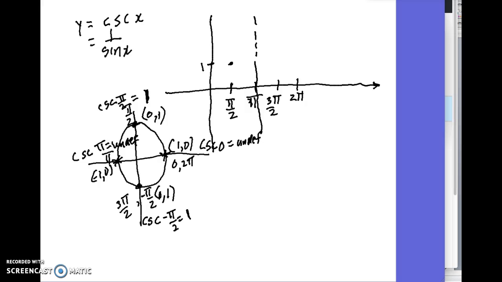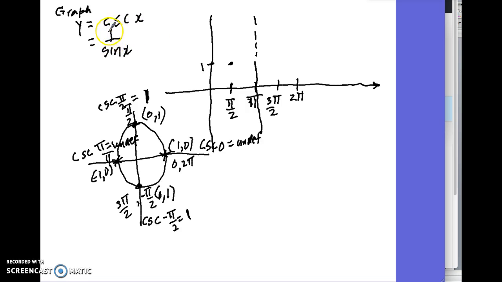I'm back again, trig analysis students, and I'm going to finish up graphing y equals cosecant. Y equals cosecant, which is 1 over sine.